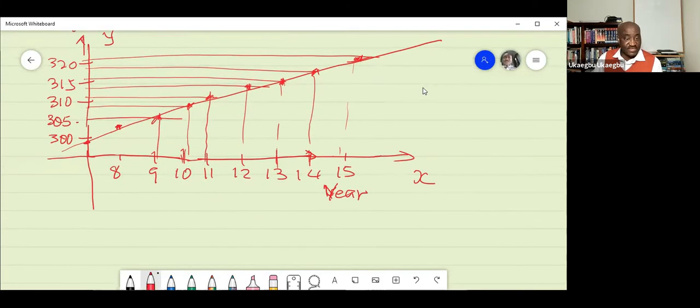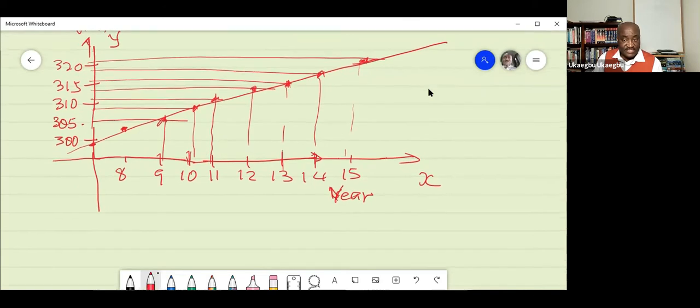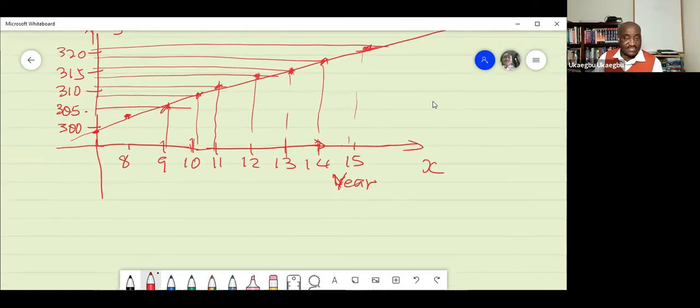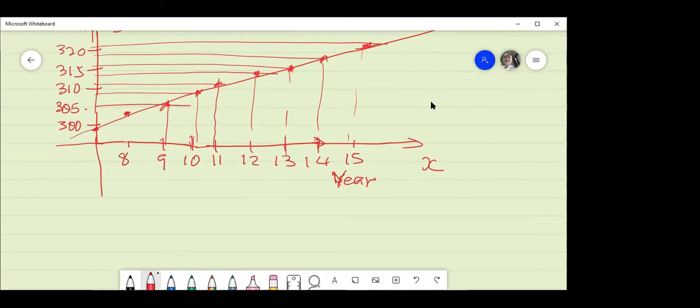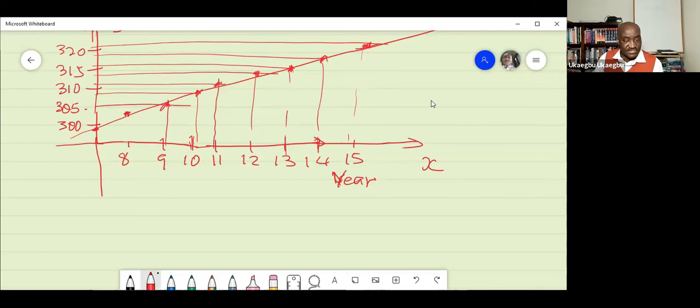So based on what we can see, we can conclude that this is a linear model. True or false? True. So now we think about what's the general relationship for a linear function. A general relationship for a linear function is y equal to mx plus b.